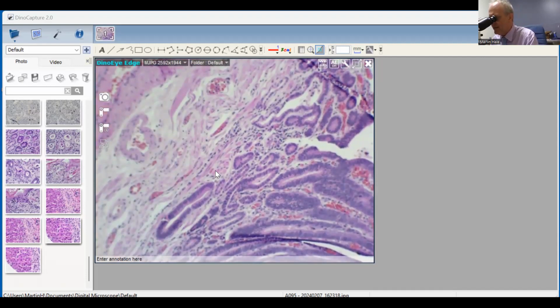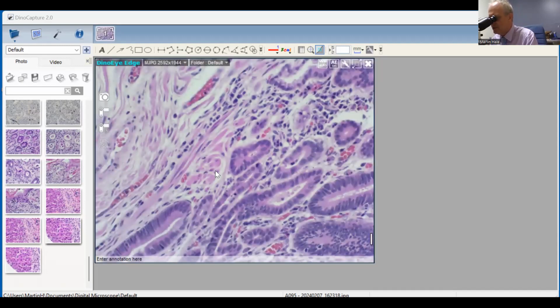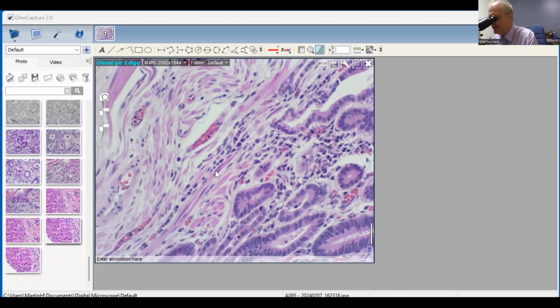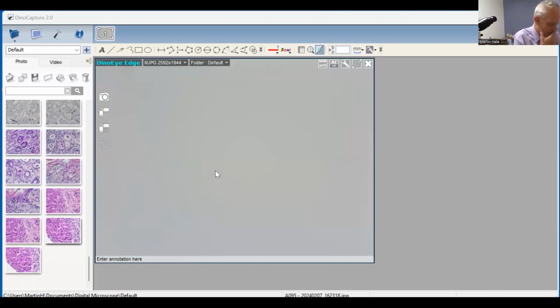But this is outside the lamina propria, abutting onto the muscularis. So therefore it's a T1A lesion. Vikash, difficult answer. I'm not sure that I may have answered it properly, but yeah, it is a problem.